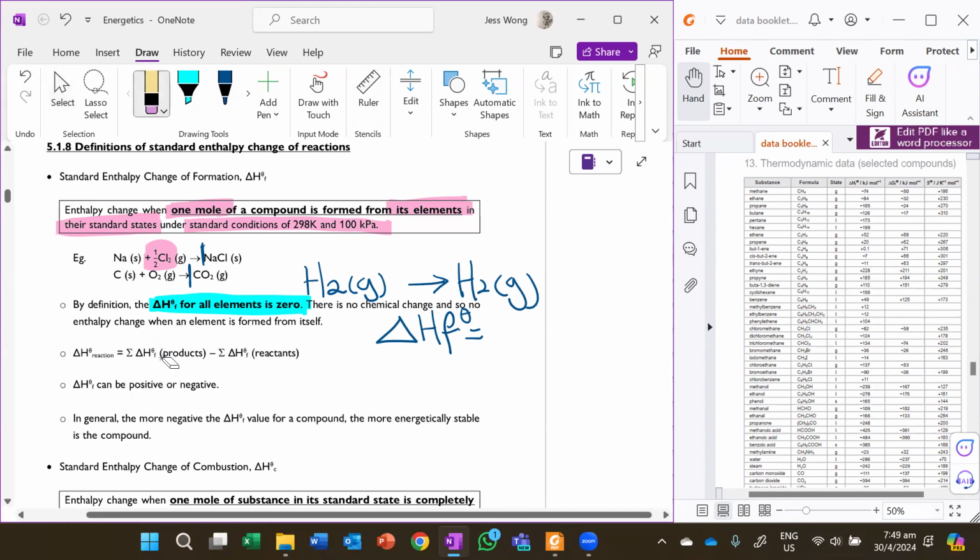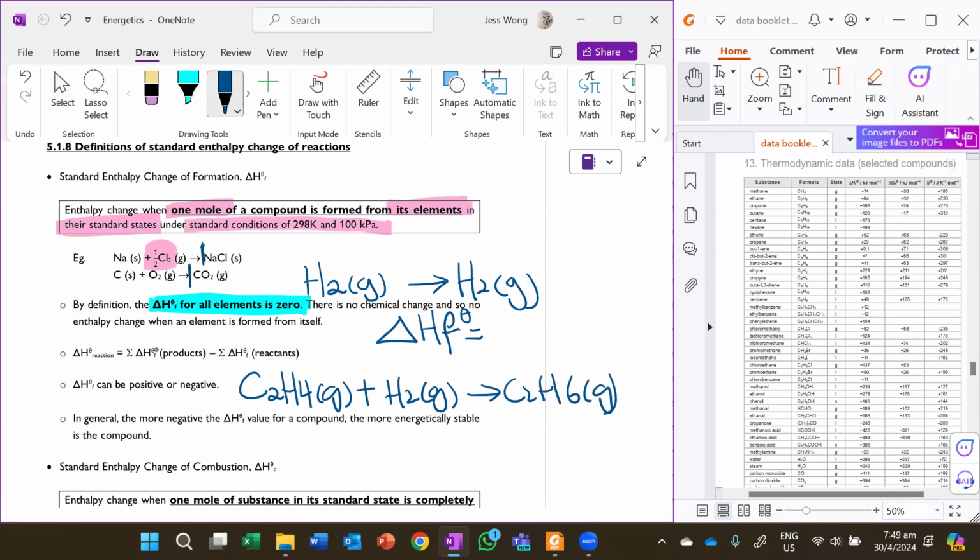For example, I could have a reaction like this: C2H4 gas plus H2 gas to give C2H6 gas. This is an addition reaction. To calculate the enthalpy change of this addition reaction, I can use formation data. I can find the formation of the reactants and the formation of the products here, and then apply the formula, whereby delta H reaction is the formation value of the products minus the formation value of the reactants.